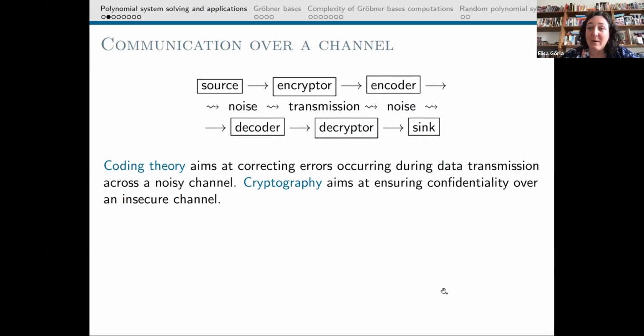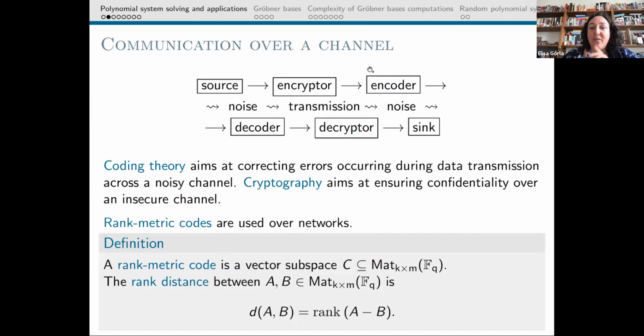You decode, and by decoding, I mean you correct errors if there were any, and then you undo this encoding procedure, and then you decrypt, and then the sink, the receiver, receives the message.